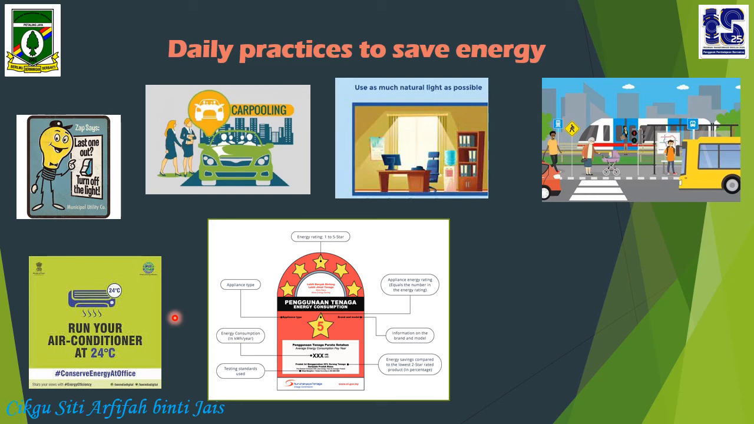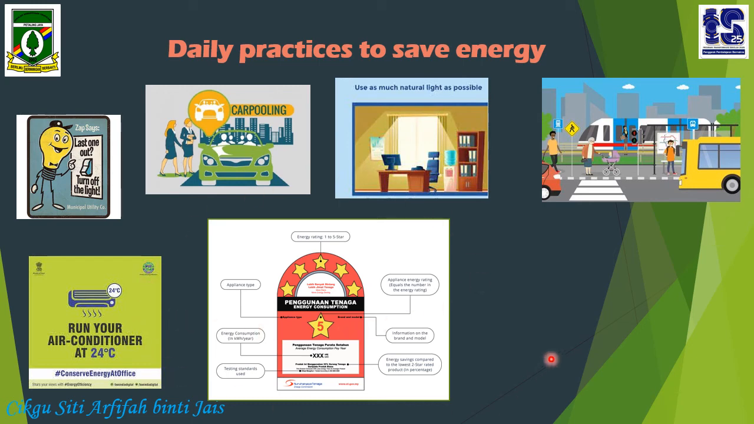So normally people will turn on the air conditioner. In this case, please make sure to set the timer and set the temperature at 24 degrees. Don't set below that. For example, set at 18 degrees. It's too cold. If you set the temperature too cold, it means you will use up more energy and you will use up more coal to be burned at the power plant.